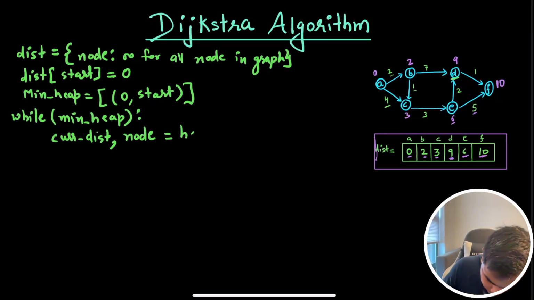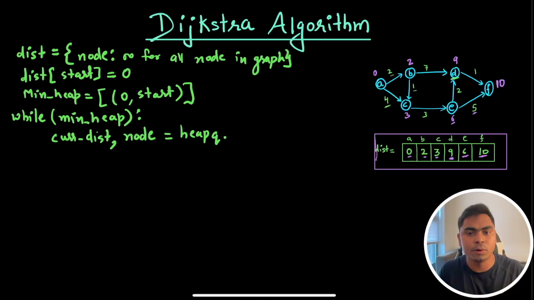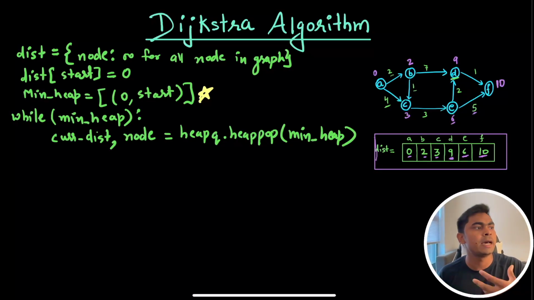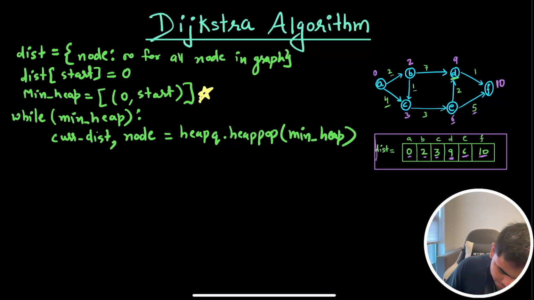And then this Min-Heap that we have, first we're going to heapify. So heapq, that is the library that we will be importing, and then heappop. So first it will heapify this array that we just created, and then it will pop from the Min-Heap. Okay, and it will give me the most prioritized or the minimum element.